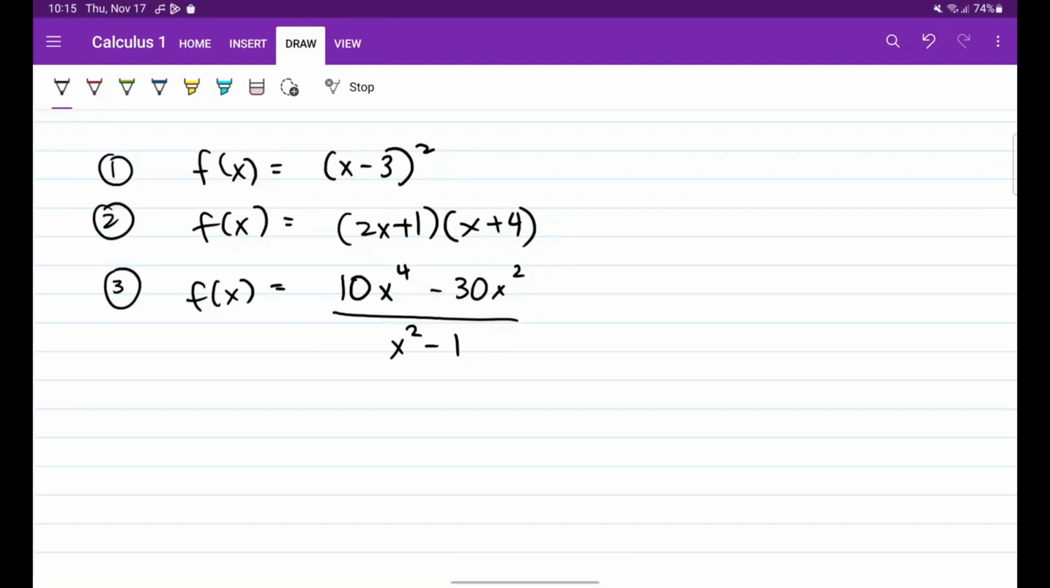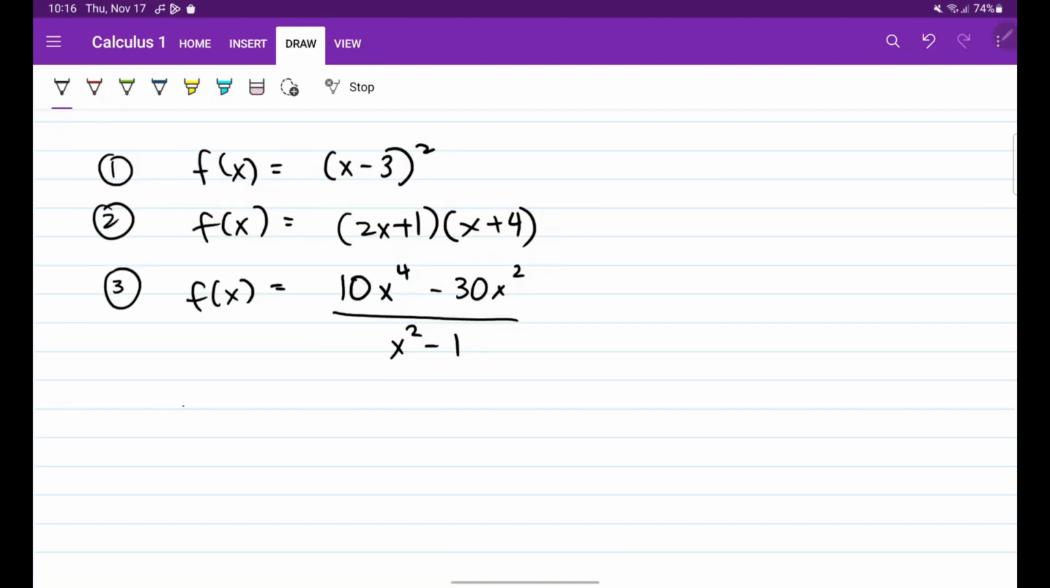Okay, so welcome to Quick Calculus, and in this video, we'll be doing some examples on basic differentiation. So the first one, we have f of x is equal to x minus 3 all squared. Next one is 2x plus 1 times x plus 4. And lastly, we have 10x to the fourth minus 30x squared all over x squared minus 1. So let's start with the first one.